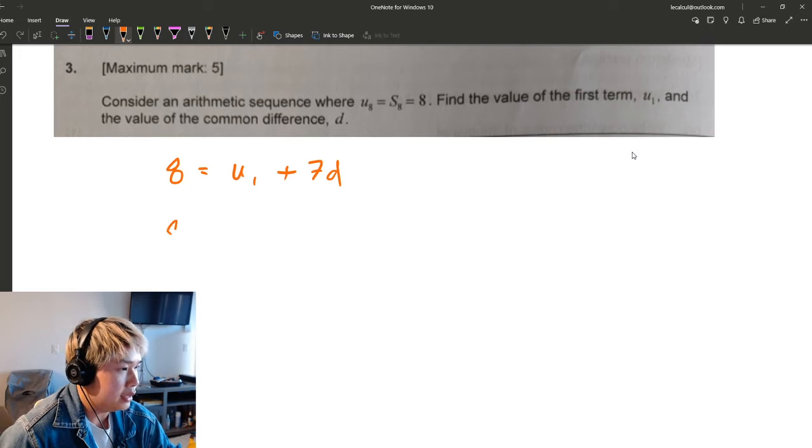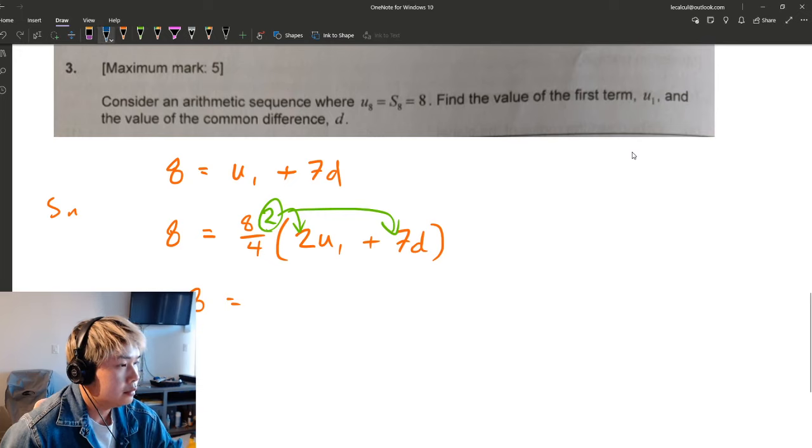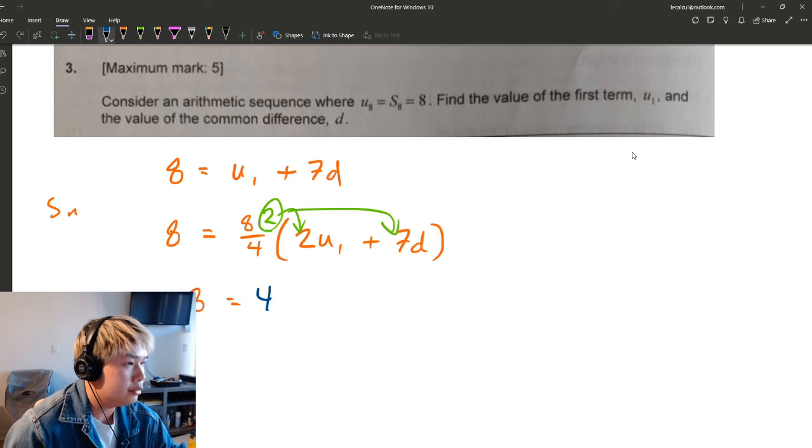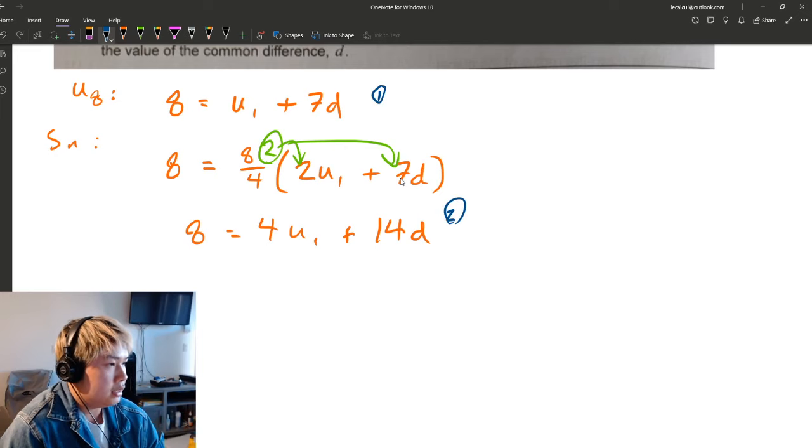We also know that the sum of the first 8 terms is equal to 8 over 4. So this is just the Sn formula in your formula book, times 2u1 plus 7d. So if we further simplify this, we can multiply in. So we have 4u1 plus 14d. So here's our first equation. And then here's our second equation. So we can solve this using probably elimination.